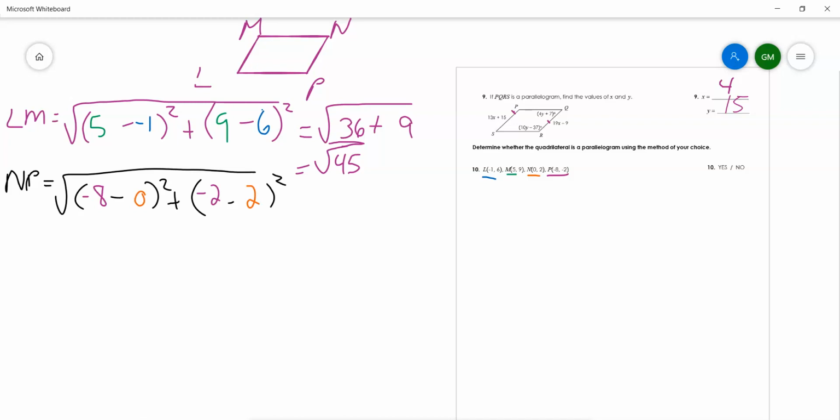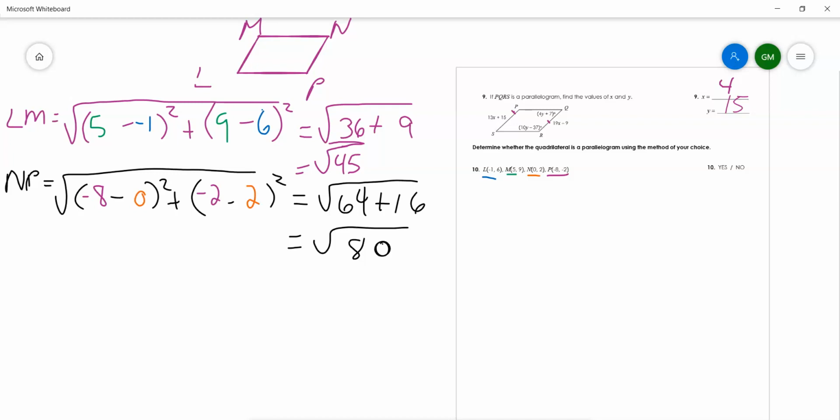All right, -8 minus 0 is -8. -8 squared is 64. -2 minus 2 is -4. -4 squared is 16. 64 plus 16 is 80. All right, so we can see that LM and NP are not congruent.